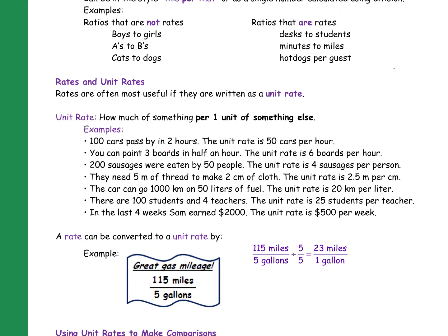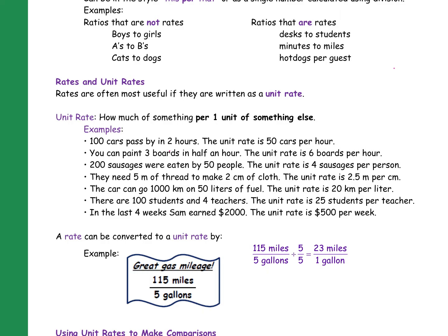You can paint 3 boards in a half an hour. The unit rate is 6 boards per hour. This was in a half an hour, so I wanted 1 hour, so I just multiplied it by 2. 200 sausages were eaten by 50 people. The unit rate is 4 sausages per person. You need 5 meters of thread to make 2 centimeters of cloth. The unit rate is 2.5 meters per centimeter. Okay, so there's several examples of how that worked. Is everyone okay with how that works?